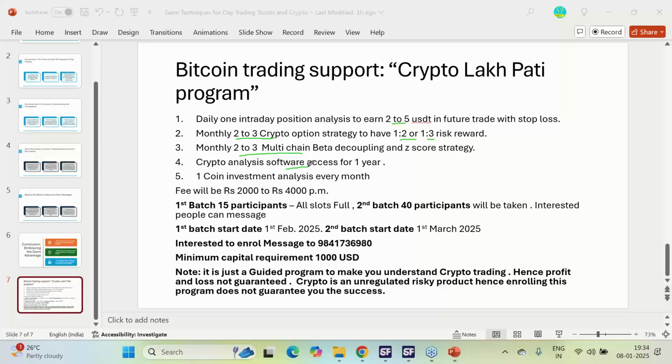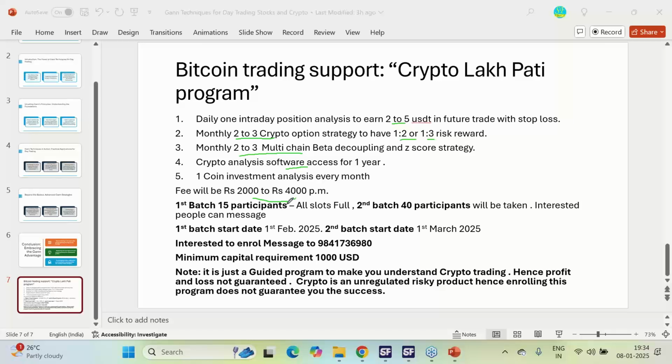Crypto analysis software access will be given for the period of time you are associated, so for that many months you can use it. And one coin analysis every month will be given, wherein you can invest. The fee will vary from 2 to 4,000 rupees per month.